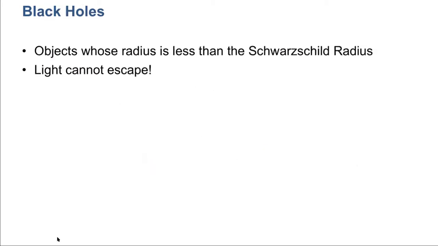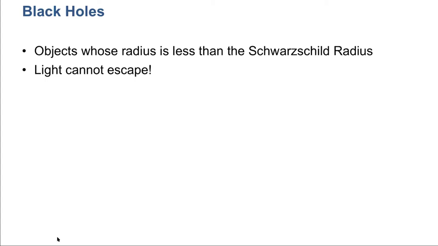So what is a black hole? A black hole is an object whose physical radius is smaller than its Schwarzschild radius. Because if you have an object whose physical radius is smaller than its Schwarzschild radius, then any light emitted from inside that radius or from the surface of that object cannot actually escape at all. That's a black hole. No light can come from the black hole.